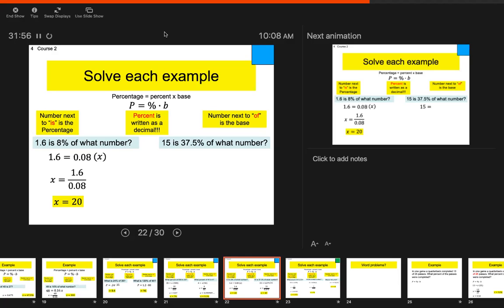15 is, okay, that's our P. 37.5%, that's your percent. Move it 2 decimal places, make it a decimal. 0.375. So we're solving for the B.